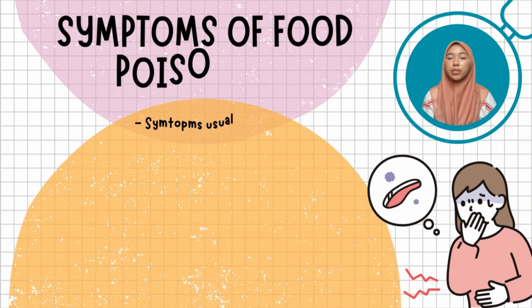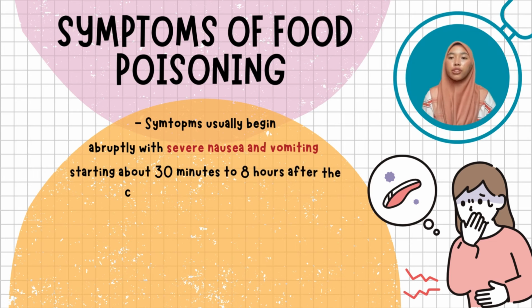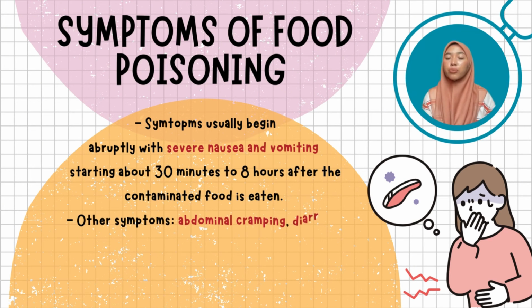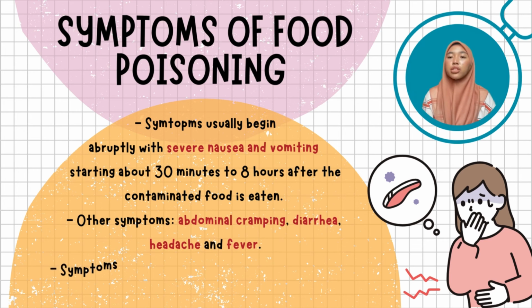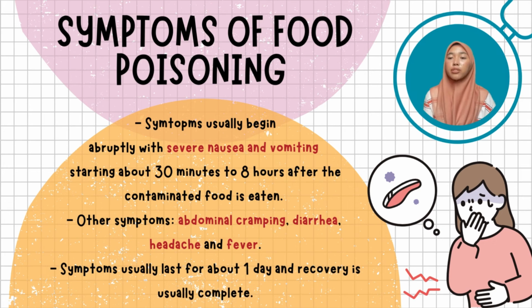Furthermore, I will talk about the symptoms of food poisoning. Symptoms of Staphylococcus aureus food poisoning typically begin abruptly, with severe nausea and vomiting occurring between 30 minutes and 8 hours after consuming contaminated food. Other symptoms include abdominal cramping, diarrhea, headache, and fever. These symptoms usually last about 1 day and recovery is generally complete.